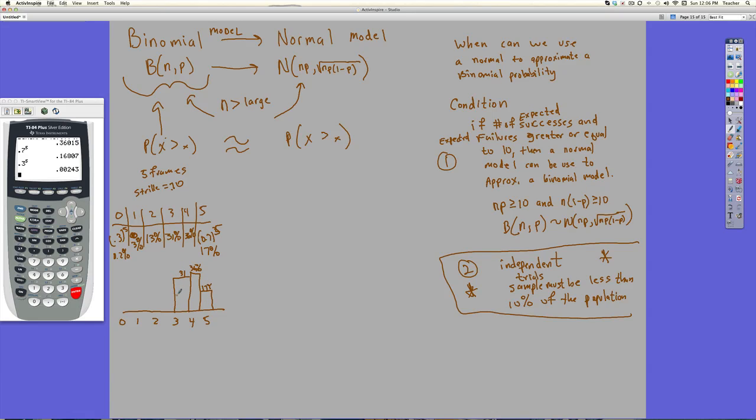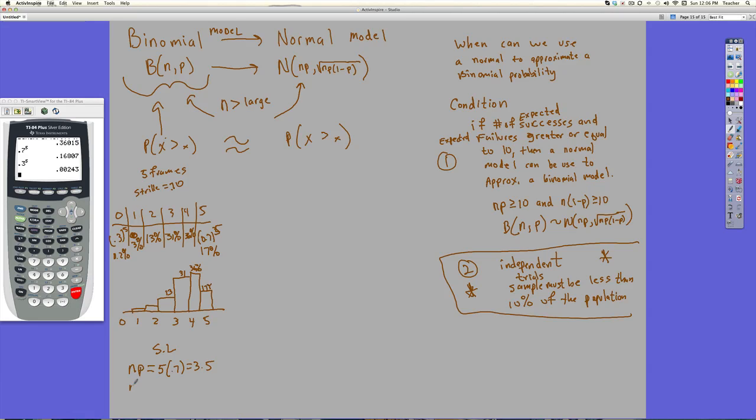And you can see that this distribution is skewed left. So that's skewed left, and you can't use a normal on this. Okay, so let's see if our expected values hold up. What's n times p? How many expected strikes is this person supposed to get? This is going to be out of 5 tries.